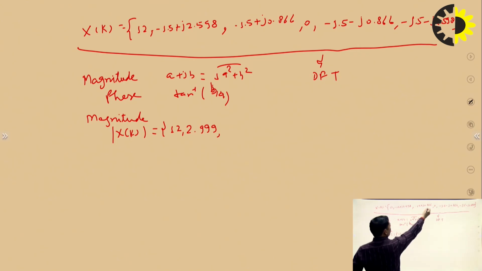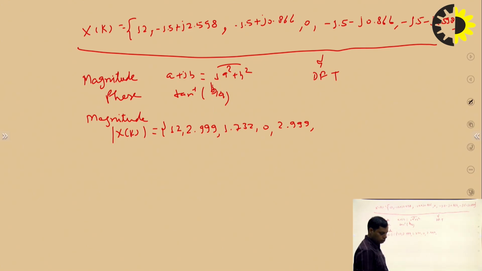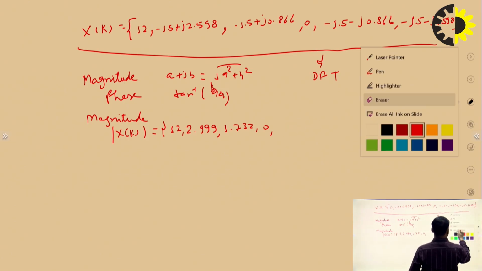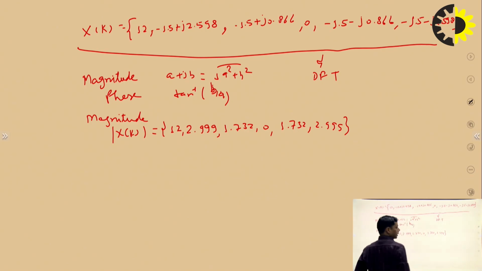Next one, square root of 1.5 square plus 0.866 square, that comes out equal to 1.732, then 0, then 2.999, then 1.732, then 2.999. So this is the magnitude spectrum for the given sequence x of n.